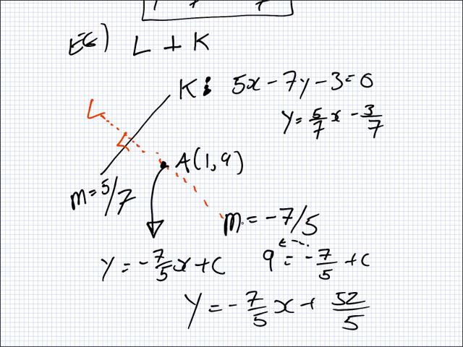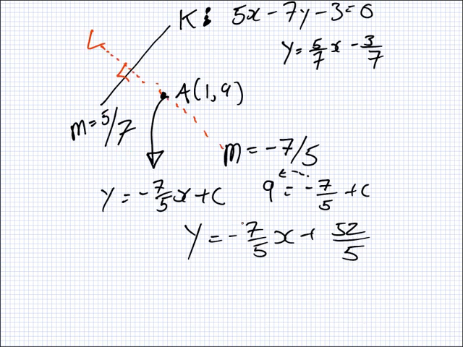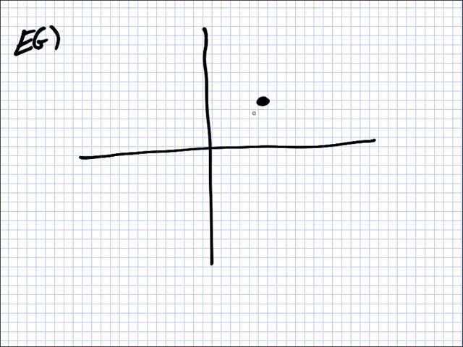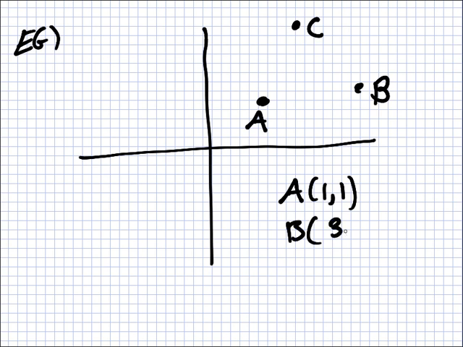Okay, let's do another example, but before I give you the answer, I'll let you try it for a minute to see if you can figure it out. I'll draw the picture here for you. Here's A, here's B, here's C, and we'll say A is 1, 1, B is 3, 2, and C is 2, 5.